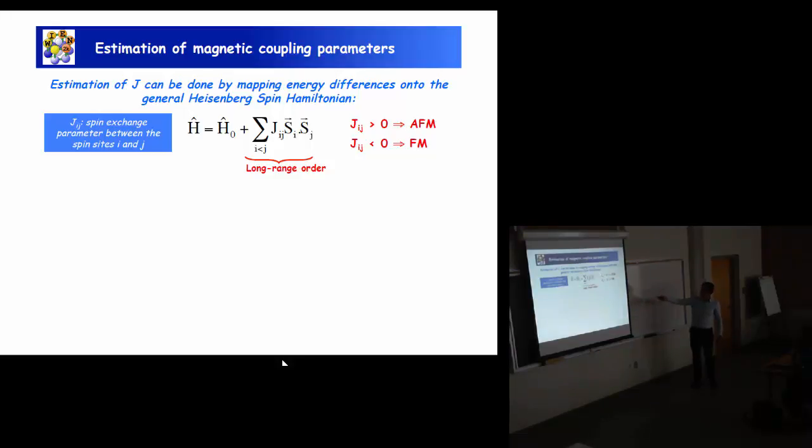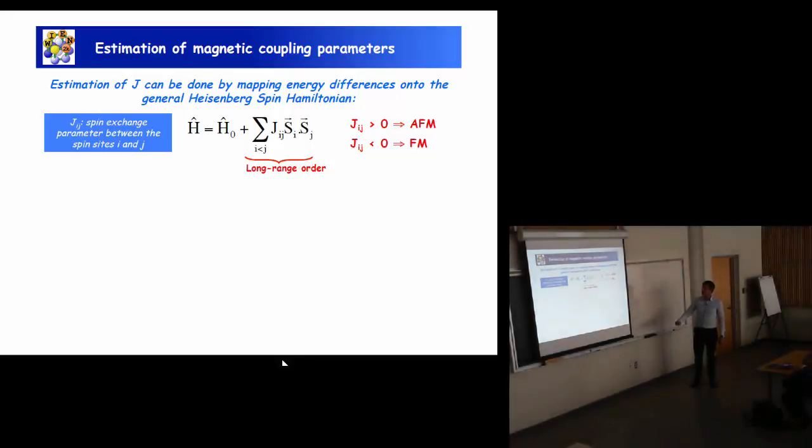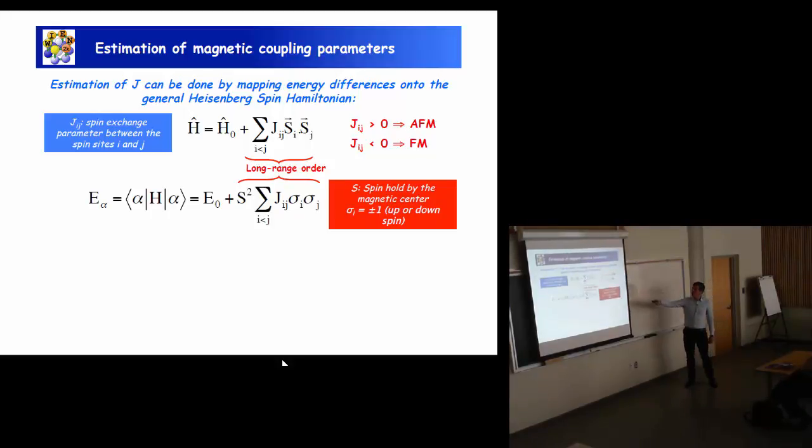By convention, if this J value is positive, it will be anti-ferromagnetic coupling. If J value is negative, it will be ferromagnetic. If you find a minus sign here, the convention will be reversed. So, if you express the energy for such a Hamiltonian, you obtain the total energy with this part which is not related to the long-range order, and this part which is related to the long-range order. S squared, the spin of the magnetic center. So if you have spin half, it will be 1/2 times 1/2. It will give you 1/4. The magnetic coupling, and if you are up and up, so ferromagnetic, you will have 1 times 1.